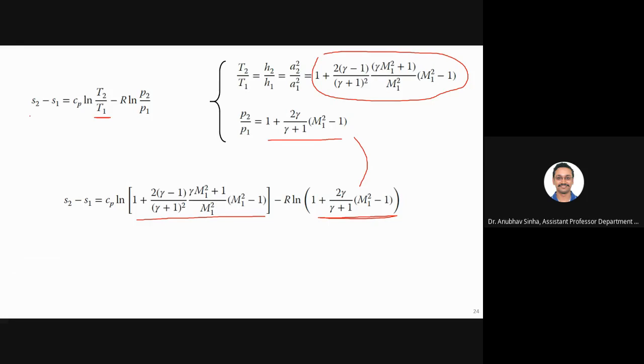Okay, so in the last few slides, these are the relations that we have been deriving. We derived relations for M2, density ratio, velocity ratio, pressure ratio, temperature ratio and delta S, right? This is what we have been deriving in the last few slides. So is there anything interesting that you can see in this slide or these results? Any important observation you would like to make, anyone?